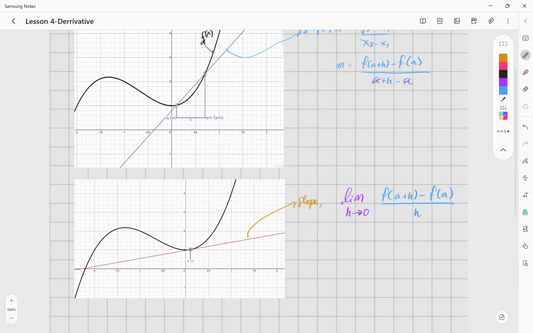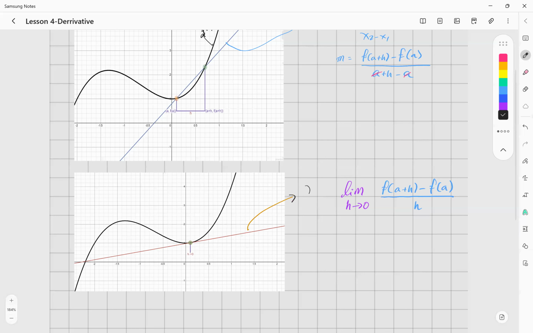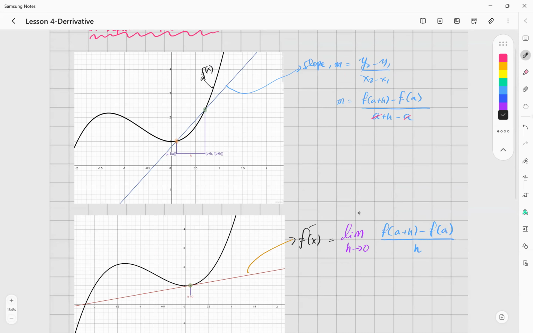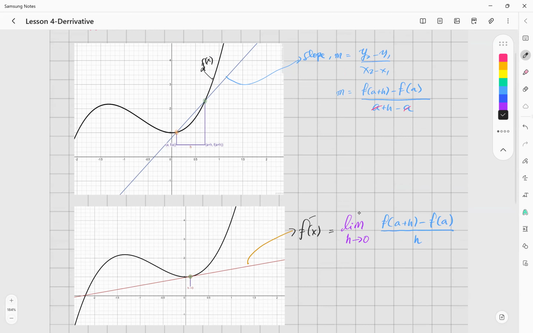Well, let's call this f of x instead. Let's call this f prime of x. Let's call the slope of this f prime of x. Okay, this is the slope for that one. But when you take the limit of the m, you get this.